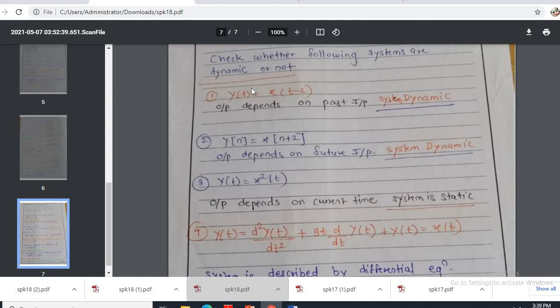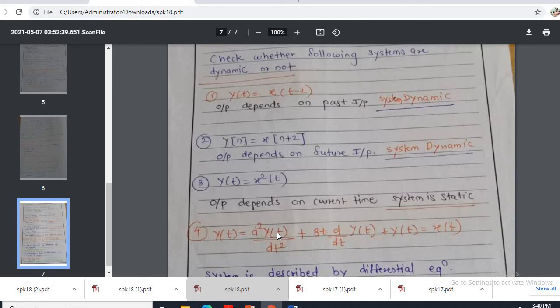Now see here, for example, the first one, y of t is equal to x of t minus 2. So output depends on past state of input. This t minus 2 is a past state. So therefore the system is said to be dynamic. Y of n is equal to x of n plus 2. Output depends on future input, so the system is said to be dynamic. Y of t is equal to x square t. So output depends on current time. The system is static. Only current time is involved, though it is a square operation.